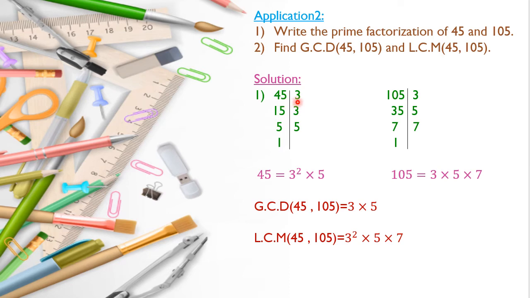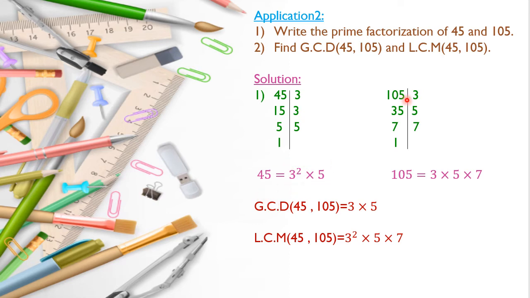So 45 divided by 3 it's 15. 15 divided by 3 it's 5. ال 5 برايم دغري بقسمها على حالها. So 5 divided by 5 it's 1. Then ال 45 صارت بتنكتب 3 times 3 اللي هي 3 square times 5. صارت ال 45 3 square times 5.